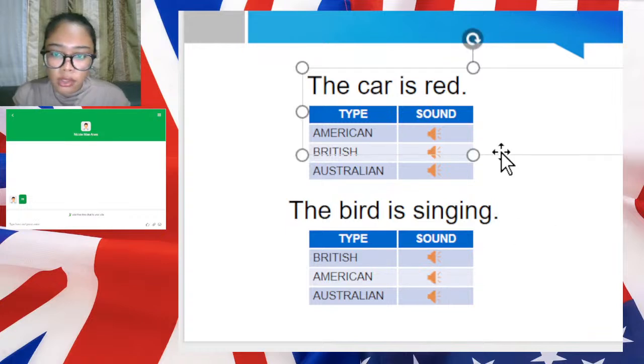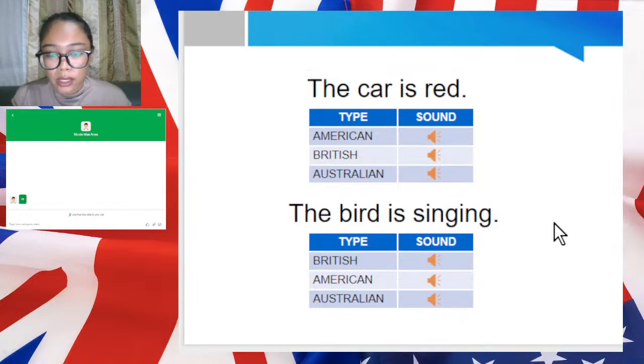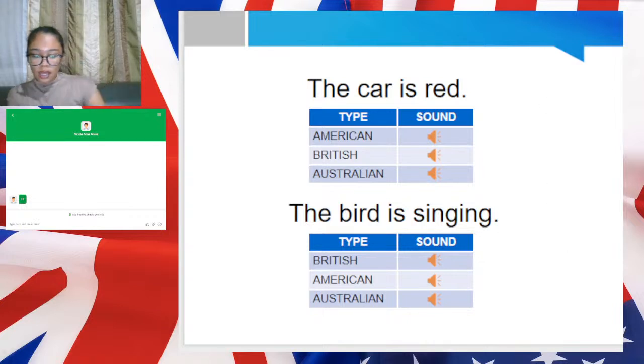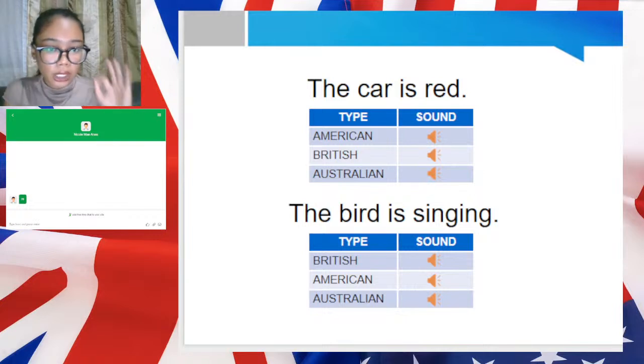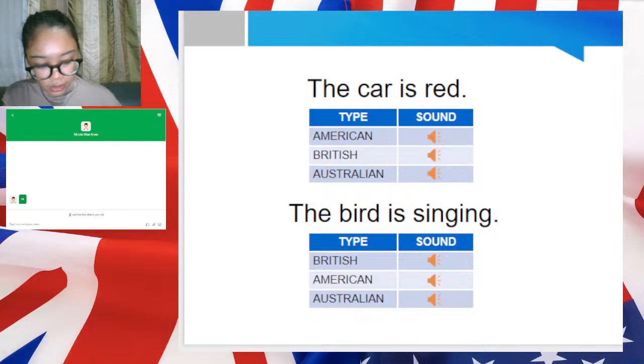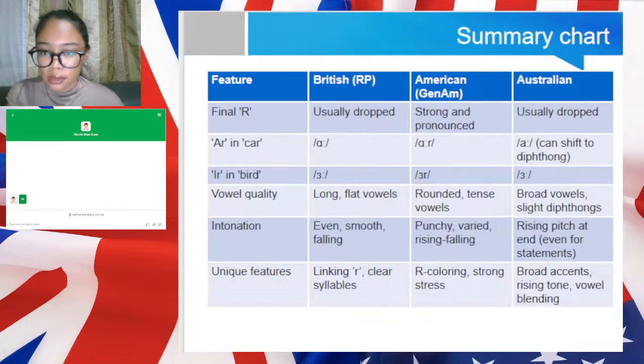So that's how you can also easily differentiate if you're having a hard time identifying the difference between British English and Australian English. You can also take note of the intonation. If it's high, that's Australian. If it's neutral, that is British. All right. So that is the end of our practice drill. Are we all clear with that? Everything's clear so far on the differences between British English, American English, and Australian English? If it is all clear, we shall proceed.